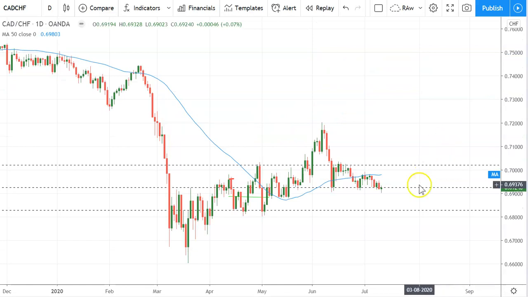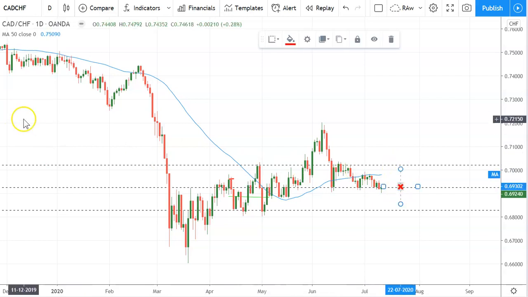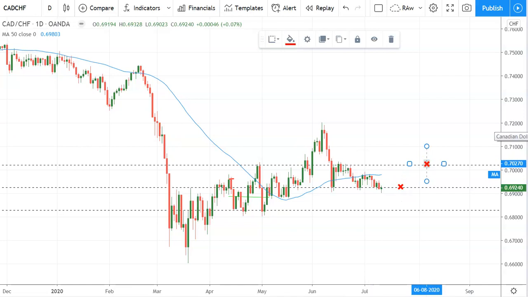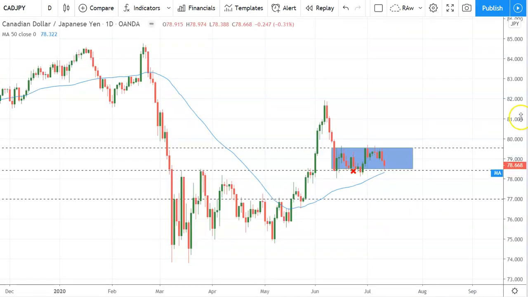Nothing on the CAD Swiss, same old story. Here are the key levels here and here. There are no obvious trading setups. They may come this week. Aussie JPY, we're locked in this range. If I got a break above here and I saw some significant strength in the Canadian dollar, I'd definitely be interested in taking a trade to break out.